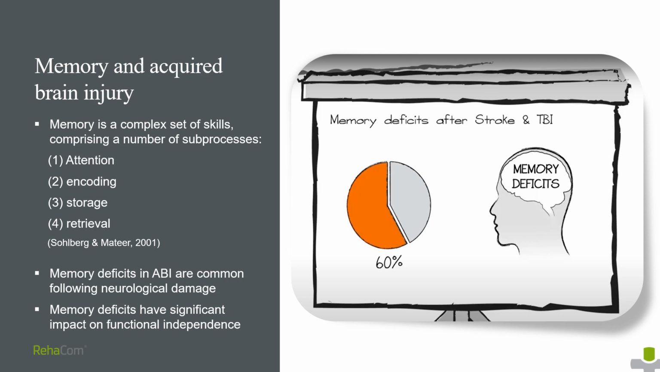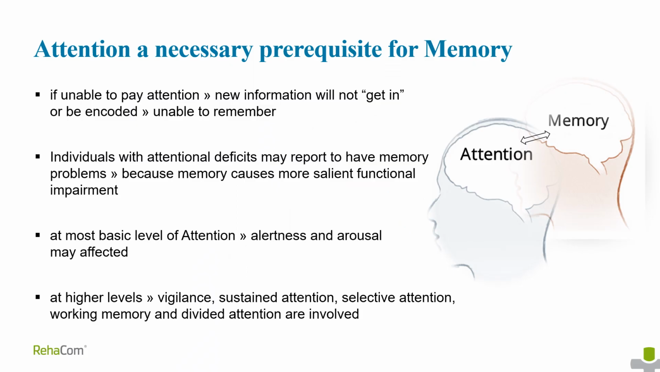Memory itself is a complex set of skills, comprising a number of sub-processes: attention, encoding, storage, and retrieval. The interactions between attention and memory play a crucial role in information processing. Attention and memory cannot operate without each other. Attention is a complex and necessary prerequisite to memory. If an individual is unable to pay attention, new information will not be processed. It will not get in or be encoded, and the individual will be unable to remember this information later.